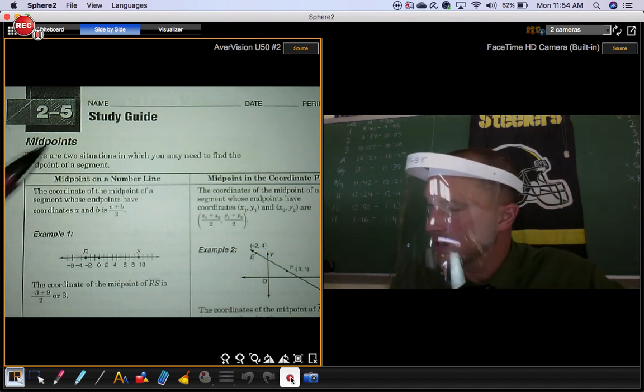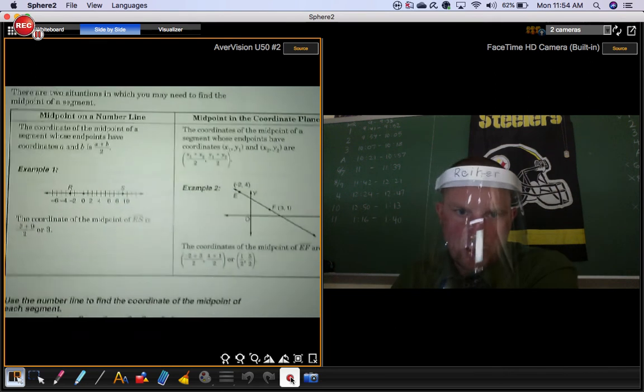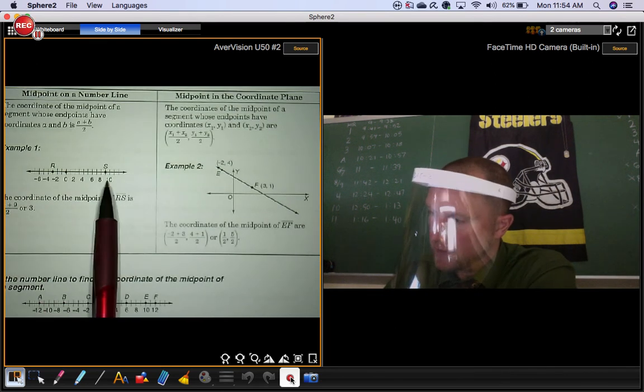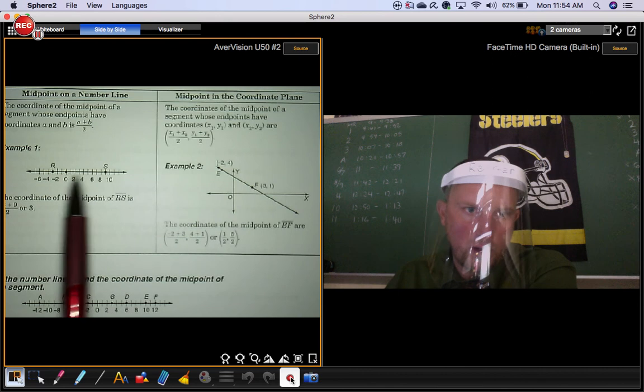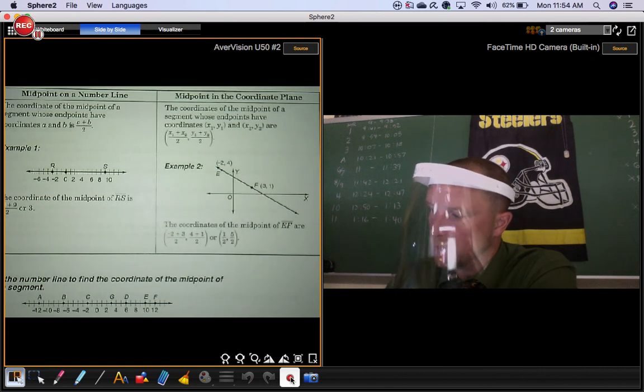2.5. It's the study guide. It's on midpoints. They show you right on this study guide how to find the midpoint if you're on a number line and how to find the midpoint if you're in the coordinate plane.